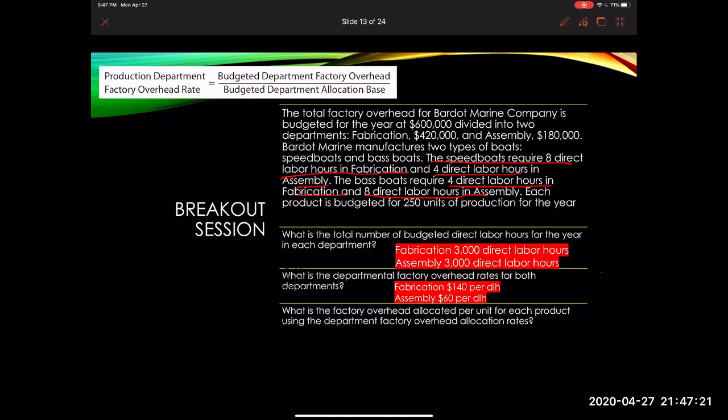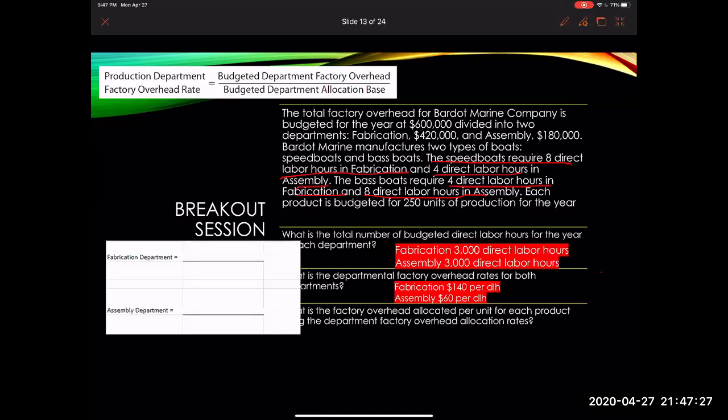So how did we come up with this? Again, we are going to use this formula for each of the departments and go through that way. So if you're following along with the spreadsheet or the worksheet that I provided you with, we're here and we're looking at the fabrication department. So it tells us that the fabrication department has a total of $420,000 to allocate, and then we're going to need here the 3,000 hours. So that's what we're going to put here. And so the rate for the fabrication department again is $140 per direct labor hour.